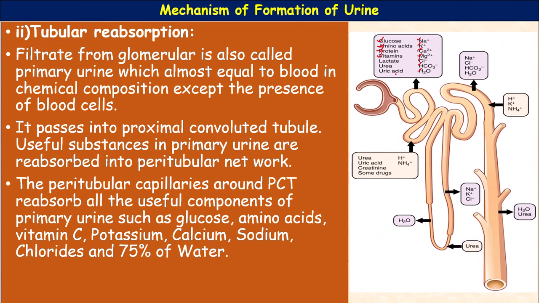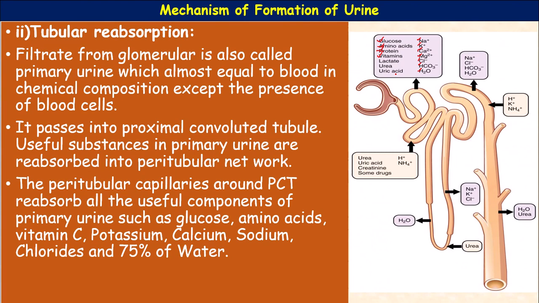These are not reabsorbed. They are always retained in the urine to maintain the osmotic balance. In the proximal convoluted tubule, most of the water re-enters the blood capillaries. As we said, 75 to 80% of water is reabsorbed here.